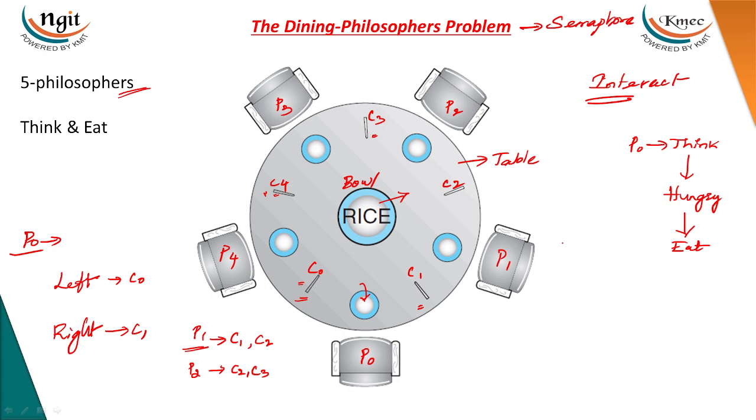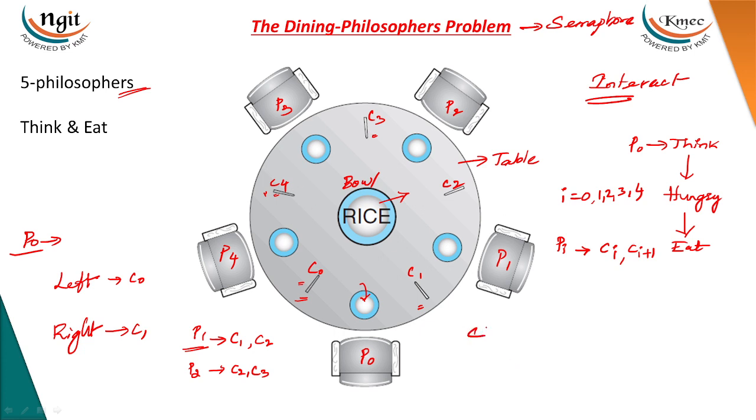That means if a process is Pi, with i ranging from 0 to 4, then Pi needs to pick up chopstick i as well as chopstick i plus 1. This is a circular table.